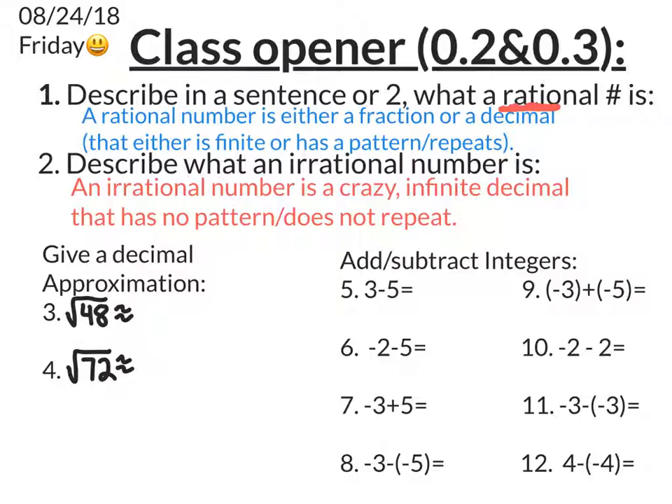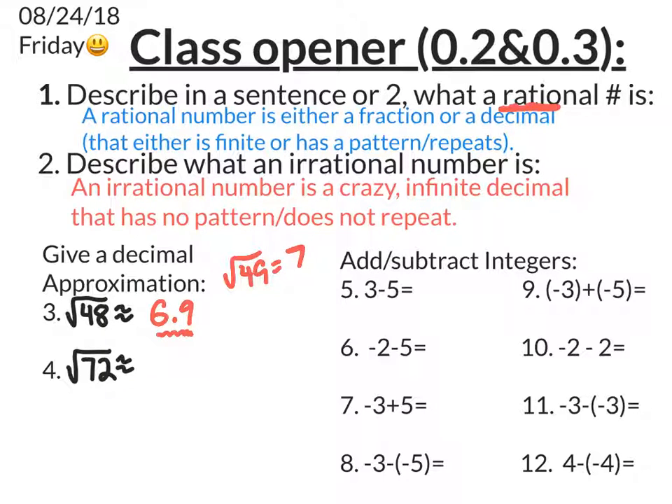How about number three? Give a decimal approximation for the square root of 48. 6.9 is correct. It's about 6.9. And once again, where do we get that from? We get that from the square root of 49. The square root of 49 is 7, and the square root of 48 is a little bit less than 7. So what's a little bit less than 7? 6.9, and that's why the answer is 6.9.